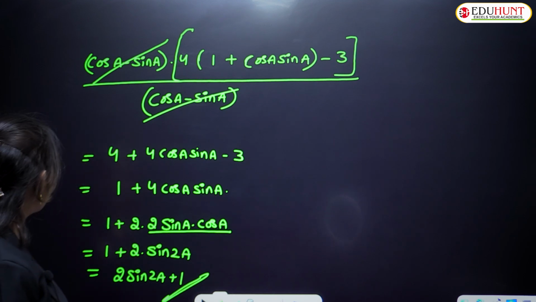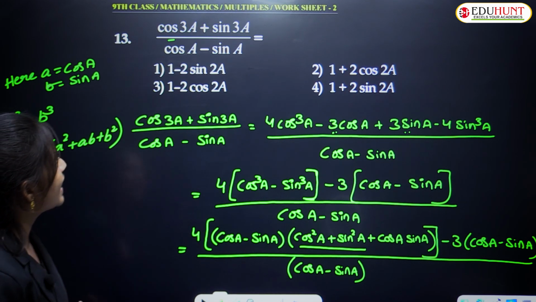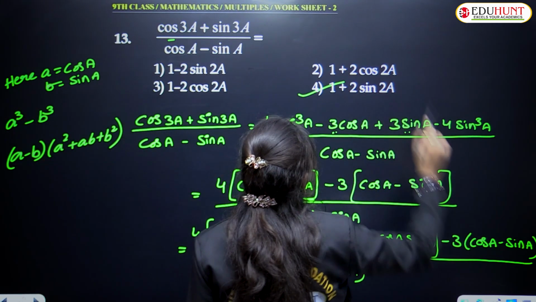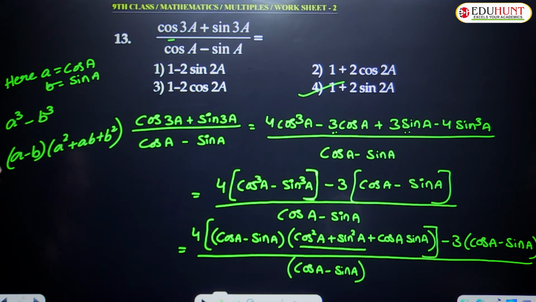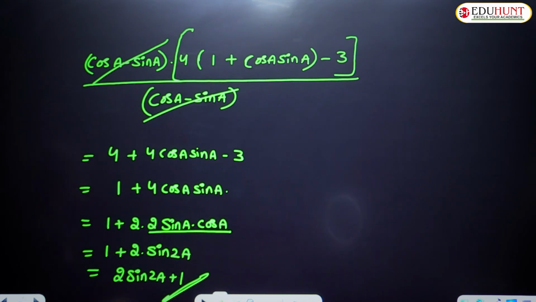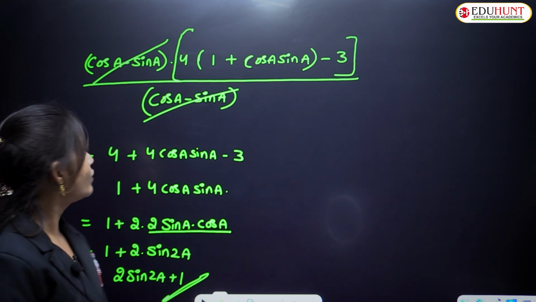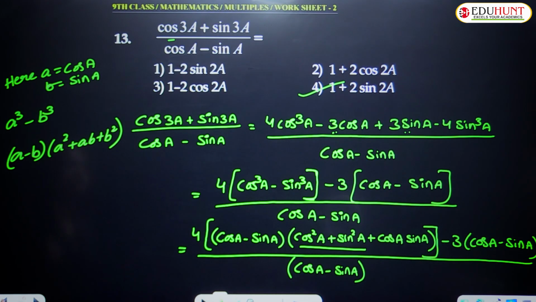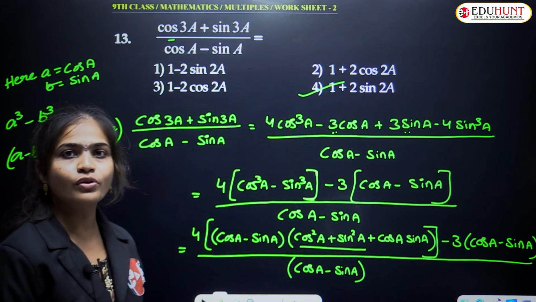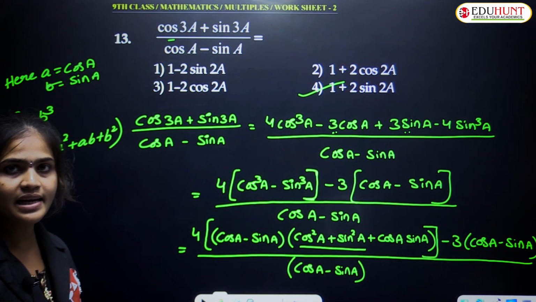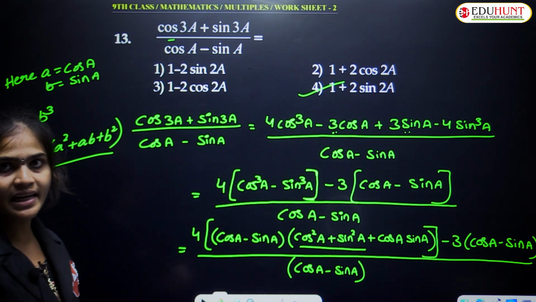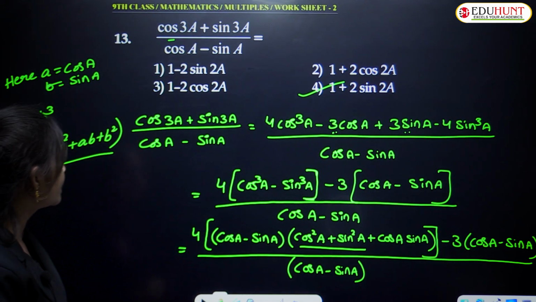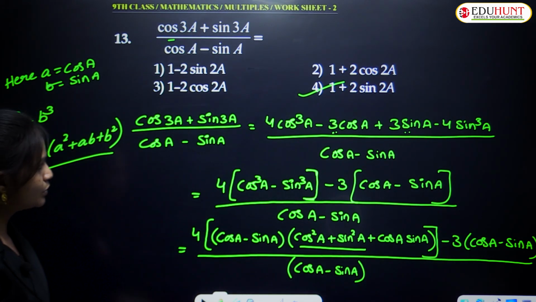So is that option there or not? See here, 2 sin 2a plus 1, or 1 plus 2 sin 2a. It is the same answer, so we get 1 plus 2 sin 2a or 2 sin 2a plus 1. Understand? So that is the answer. Which option is correct here? The fourth option is correct. One more formula was added here, the a minus b algebraic identity formula. We used that, so only that formula is new here.